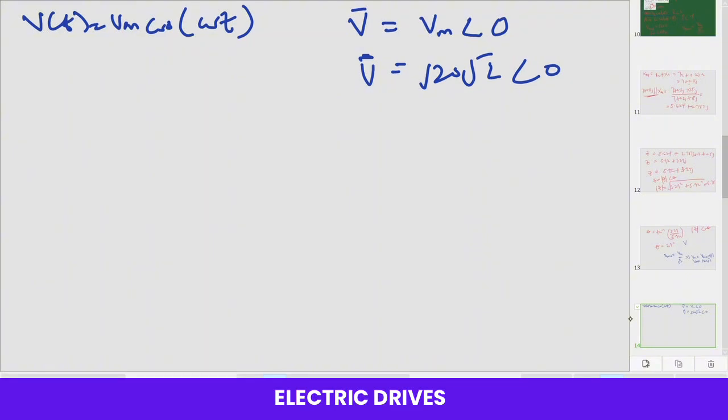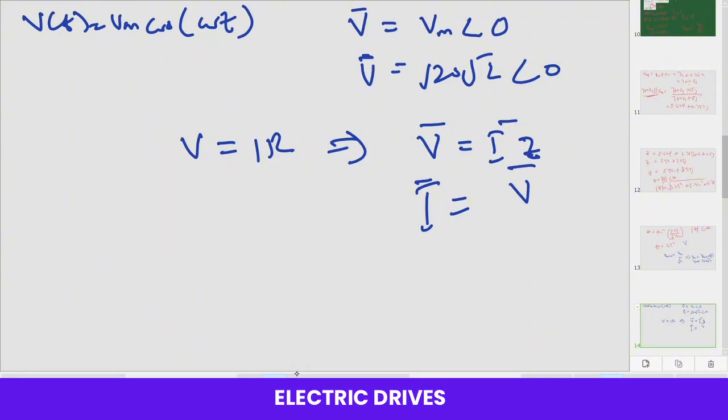Okay, I also know from Ohm's law that V is equal to IR, but in this case you are considering the phasor side, so V bar is equal to I bar times Z, because the resistance in phasor becomes impedance, because in the phasor we are considering the total opposition to the flow of the current. So now I can make my I bar the subject, so my I bar is equal to V bar over Z, where V bar is given in the question as 120 root 2 phasor 0, all over Z.